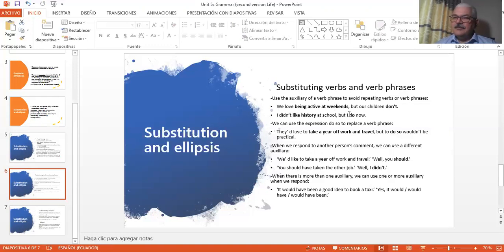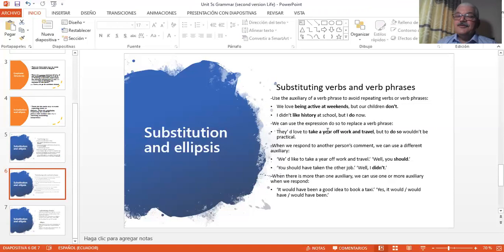What does it mean? That we have made an opposition here. We do love that. Our children don't love that. But I do not repeat the same. I avoid that using don't. And we understand. In this second example, we say, I didn't like history at school, but I do now. So at a given moment, I disliked that subject. Today, I love it, okay?